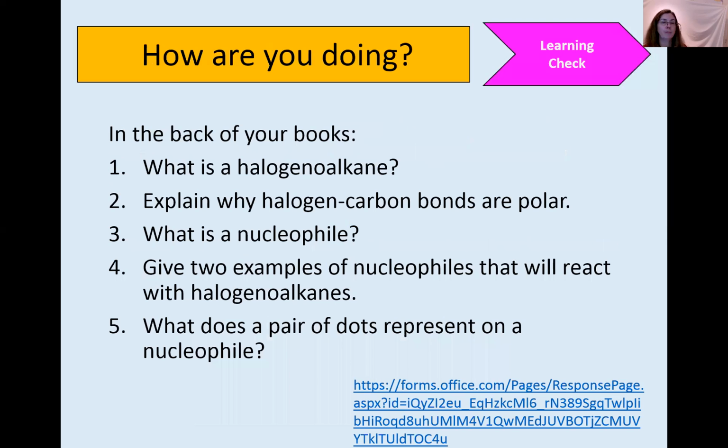Okay, so in your books, what is a halogenoalkane? Explain why halogen-carbon bonds are polar. What's a nucleophile? Give two examples of nucleophiles that will react with halogenoalkanes, and what does a pair of dots represent on a nucleophile? If you can answer those questions, I've actually got this as a Microsoft Teams quiz. So I'm going to stop the recording now, and if you can make the notes and take that quiz, that would be very much appreciated.